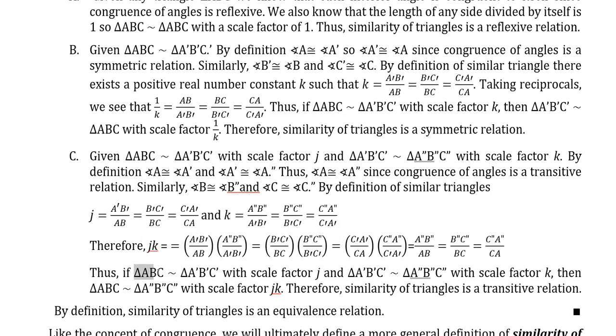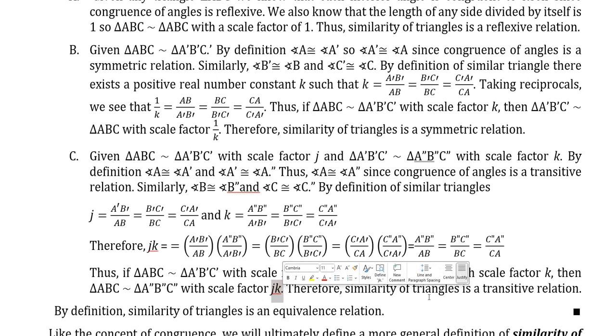So if triangle ABC is similar to triangle A prime B prime C prime with scale factor J, and triangle A prime B prime C prime is similar to triangle A double prime B double prime C double prime with scale factor K, then we get triangle ABC is similar to triangle A double prime B double prime C double prime with scale factor J times K.